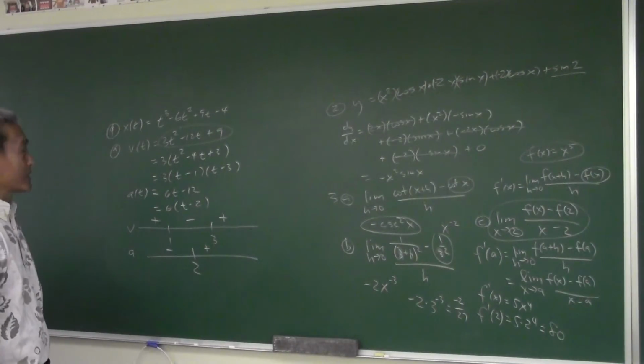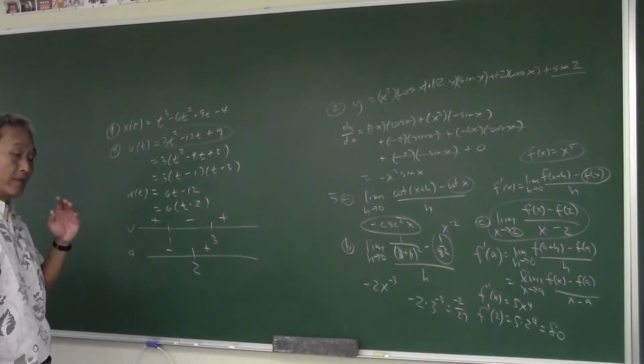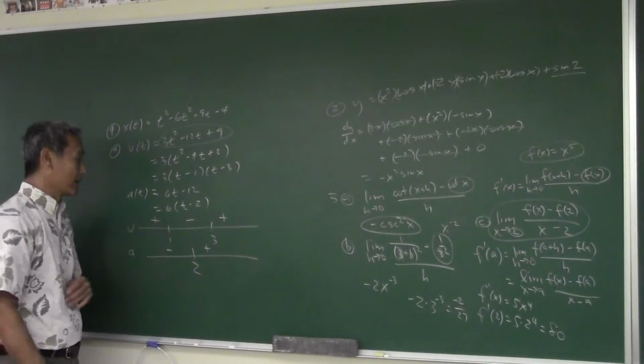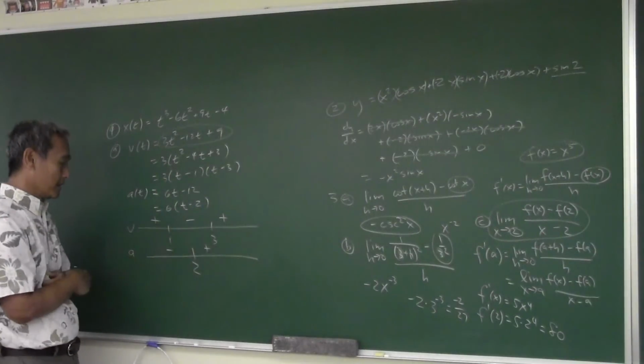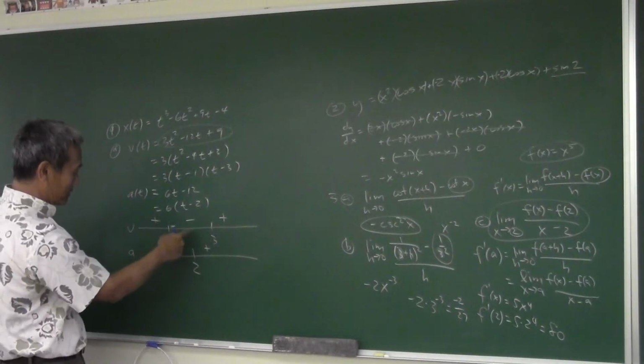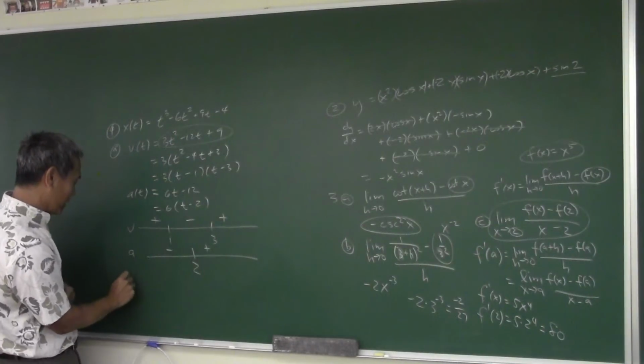Okay, so let's answer the questions. When is the particle moving to the left? When the velocity is negative. Well, here's your velocity number line. When is the velocity negative? Well, you just look at it right there. So between 1 and 3 is your answer.